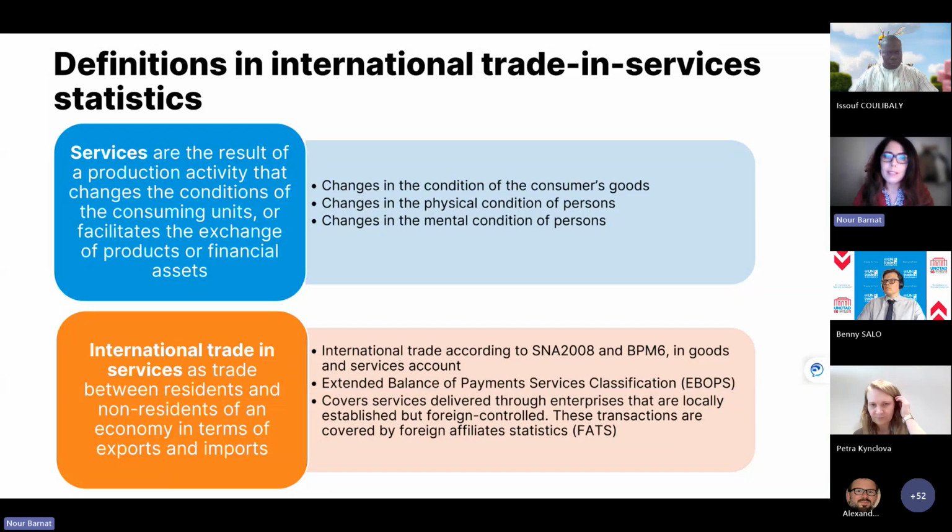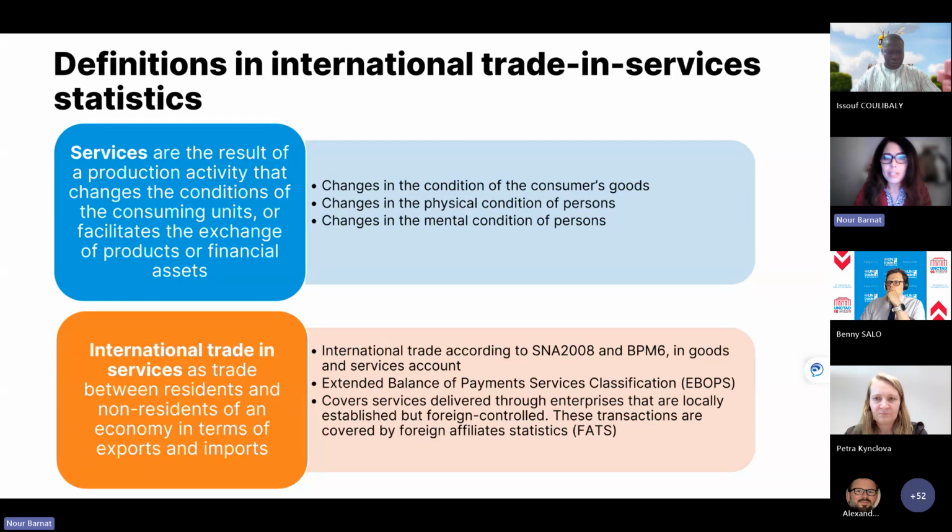One of the challenges is the nature of trade in services in terms of definitions. It is not tangible, not like merchandise goods. There are two aspects to understand when it comes to international trade in services. The first one is that a service is the result of a production activity that changes the conditions of the consumer units or facilitates the exchange of products or financial assets. For example, it changes the condition of the consumer's goods, like repairing a car.